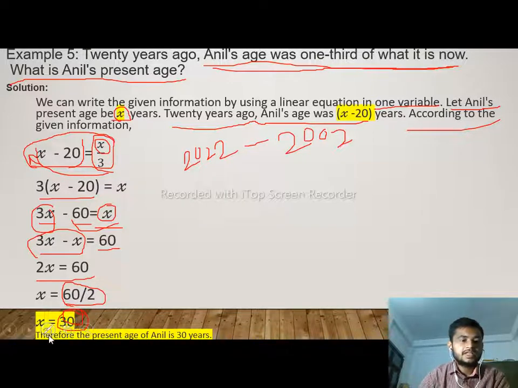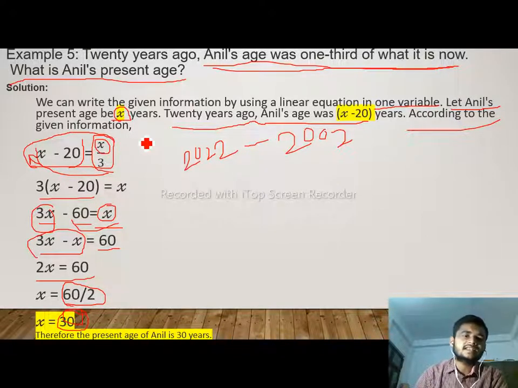Yes, so therefore the present age of Anil is 30 years. Okay, now let's see one more time. We can write the given information using a linear equation in one variable. Let Anil's present age be x years. Present age of Anil is x years, as we have supposed.